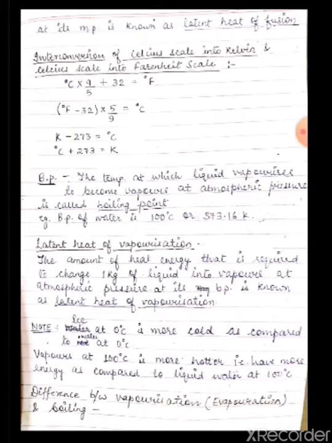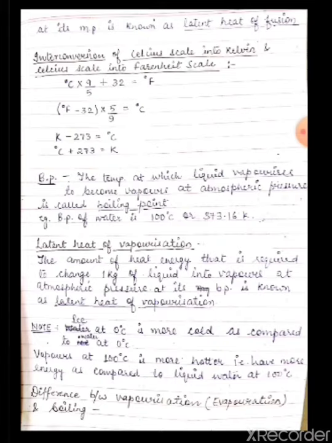First one is degree Celsius into 9 upon 5 plus 32 is equals to degree Fahrenheit. So if you know the temperature in degree Celsius, you have to put the temperature at that place, multiply by 9 upon 5 plus 32 and then you'll get Fahrenheit. Then if you know the temperature in degree Fahrenheit, you have to subtract 32 from it and then multiply by 5 upon 9. So you'll get degree Celsius.